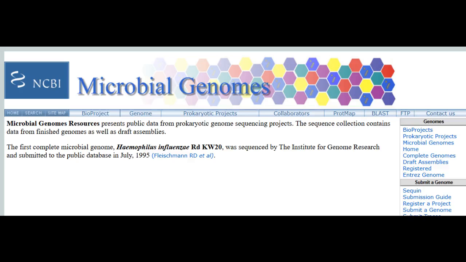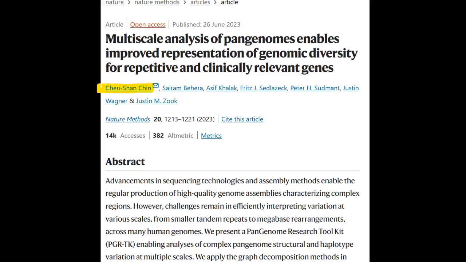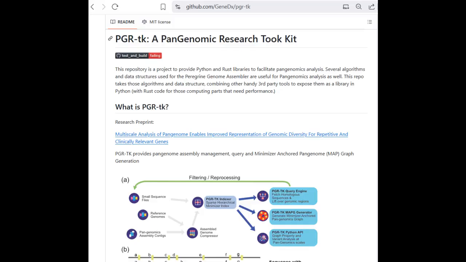I spent quite a bit of time developing tools to study bacterial genomes, but soon realized that I needed a good visualization tool. That's when I reached out to Dr. Jason Chin, who was working on human pangenome analysis and developing a visualization tool called PGR-TK. With his help, I learned how PGR-TK worked.